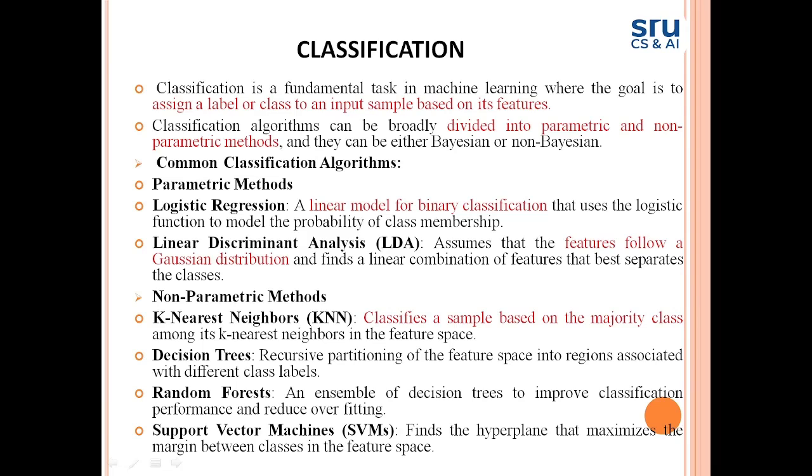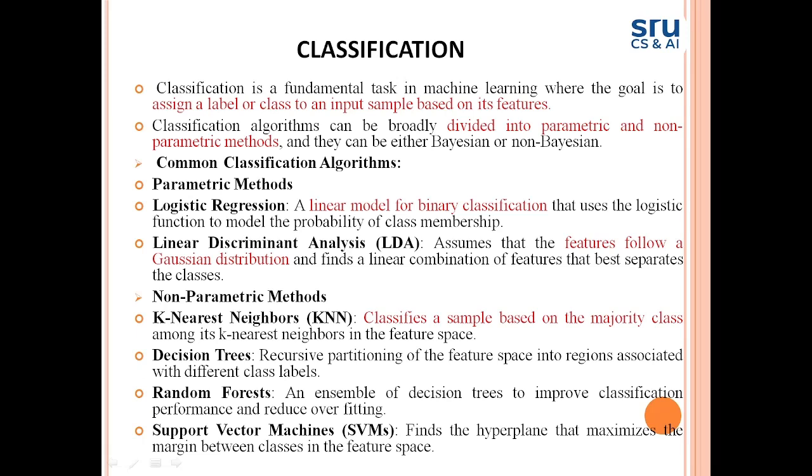Classification. It is a fundamental task in, say, machine learning where our more important goal is to assign a label or class to an input sample based on its features. It is divided into parametric and non-parametric, and they can be either Bayesian or non-Bayesian. So common classification algorithms: first we are having parametric methods. In this method we are having logistic regression, linear discriminant analysis.